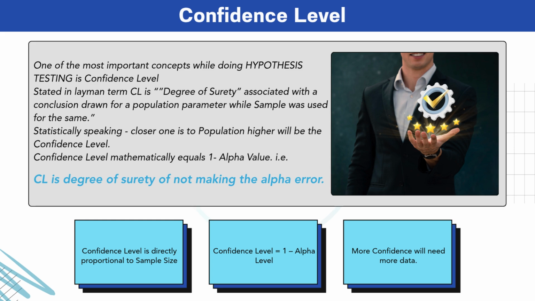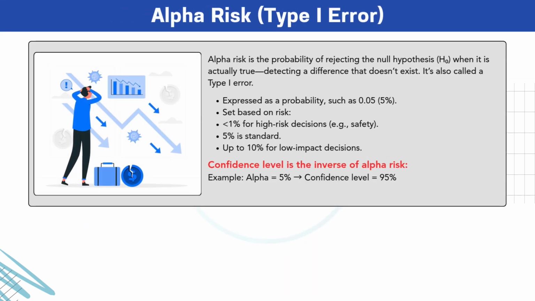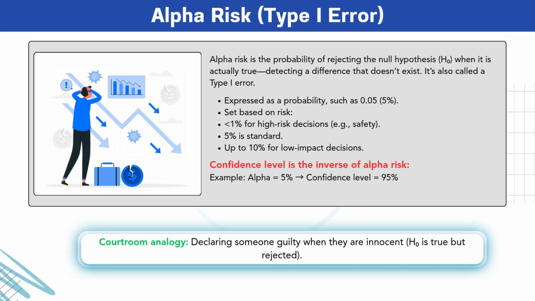In summary, confidence level reflects our statistical certainty. It's a key parameter in setting thresholds for hypothesis tests, and it's deeply tied to both sample size and risk tolerance, alpha. This concept helps us interpret test results responsibly, especially when the goal is to make decisions that scale from sample to population. In this slide, we focus on alpha risk, which is also known as a type 1 error. Let's start with a simple definition.